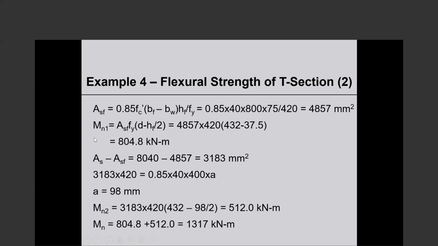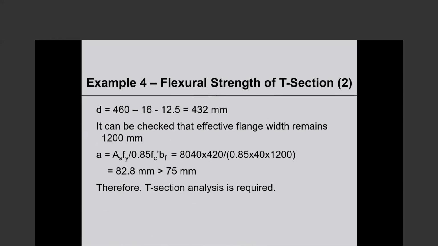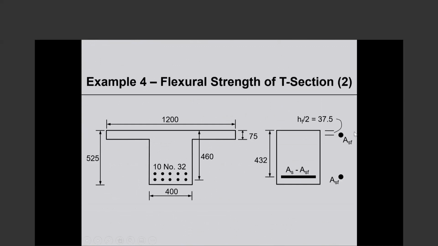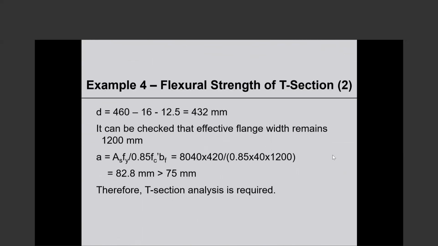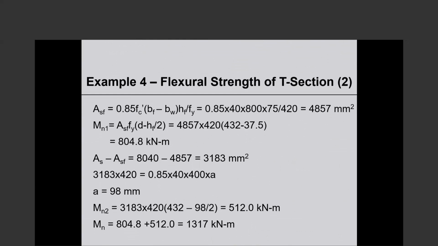So the moment strength contributed by this is the area that we just computed multiplied by D, the 432 that we just calculated, minus 1/2 of the flange thickness, which is 37.5. So that part of the nominal moment strength we are calling M sub N1.